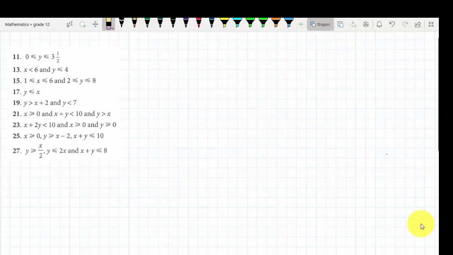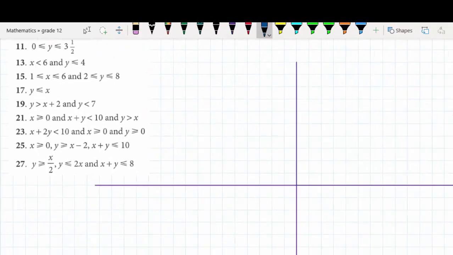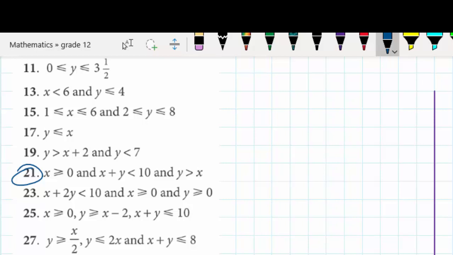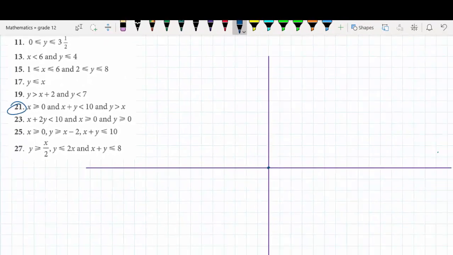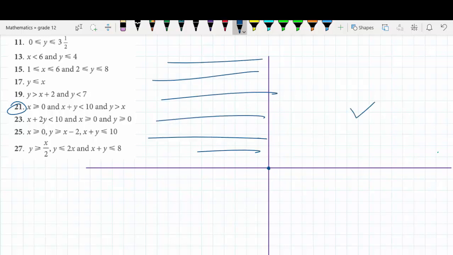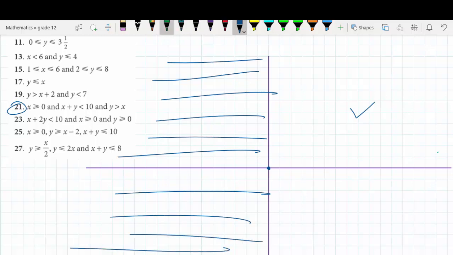Question 21: x is greater than or equal to 0. In the x line, 0 is here. Since there is no y, it is a vertical straight line, which is the y axis. In which side of the axis are the x values more than 0? In this side. So the other side of the axis will be shaded.